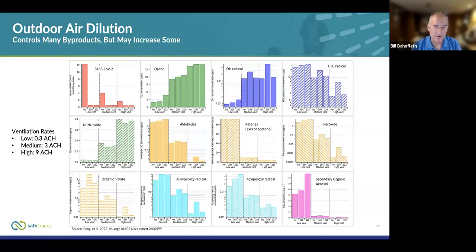So to me, this points out 2 things. One is we need to look at the levels of production of these byproducts enough to satisfy ourselves that we're ventilating or filtering effectively to remove them. And the other point that you could make here is that outdoor air is not the solution to everything, because it actually makes some things worse. So this is a bit of an emerging issue that we have to be aware of going forward. Next.